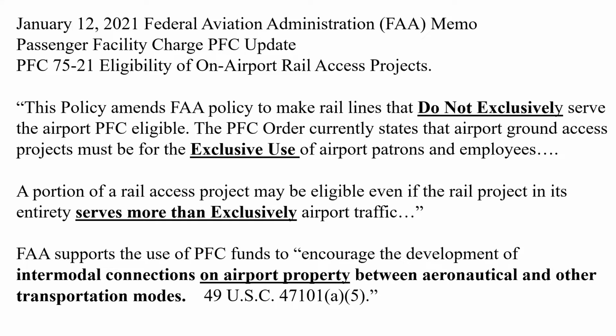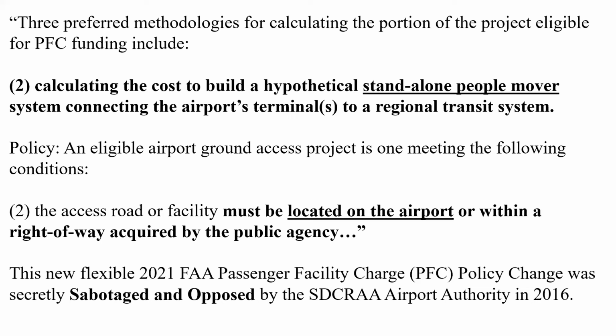FAA supports the use of PFC funds to encourage the development of intermodal connections on airport property between aeronautical and other transportation modes. 3 preferred methodologies for calculating the portions of project eligible for PFC funding include 2, calculating the cost to build a hypothetical standalone people mover system connecting the airport's terminals to a regional transit system. Policy, an eligible airport ground access project is one meeting the following conditions. 2, the access road or facility must be located on airport or within a right-of-way acquired by the public agency.